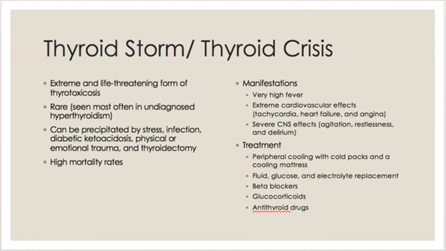Manifestations, you're going to see a very high fever, extreme cardiovascular effects, so extreme tachycardia, angina, and heart failure, severe CNS effects, agitation, restlessness, and delirium. Treatment is going to be peripheral cooling, so they'll use cool packs and a cooling mattress. Fluid, glucose, and electrolyte replacement, beta blockers, glucocorticoids, and antithyroid drugs.